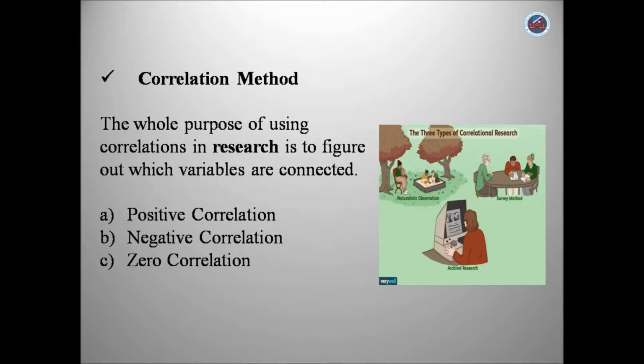Now, when we talk about zero correlation, it is also possible that sometimes no correlation may exist between the two variables. That is the time when we call it zero correlation. This indicates that no significant relationship is there between two variables, or in other words, the two variables are unrelated to each other. So this is known as the correlation method.